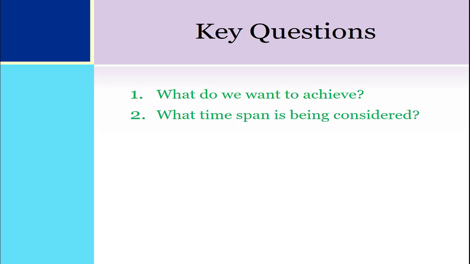The next question: we have to be clear about the time span being considered. For this example, we are considering the current period and the next year, which means we have 1 year of data and we want to forecast next year's income statement. The third question is what variables are being forecasted. In this example, we want to focus on common items found in an income statement such as sales, cost of goods sold, operating expense, interest expense, income tax, and net income.